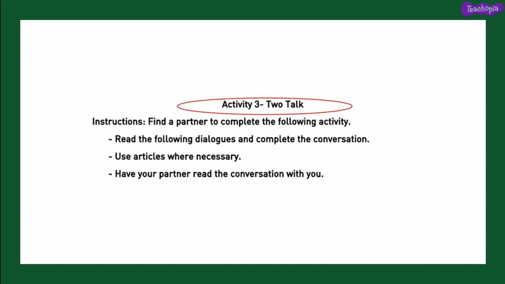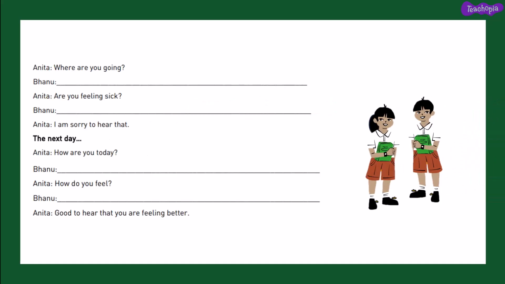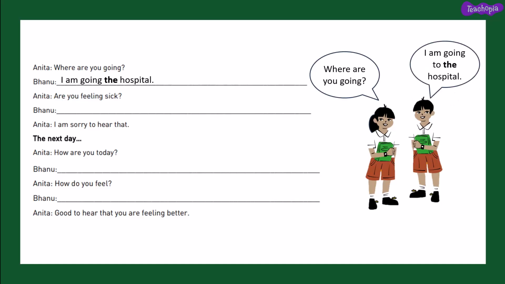Next is an activity called To Talk, where we can pair learners and ask them to fill in dialogues in the conversation given using the appropriate article. Once all the children have done this with their partners, ask them to come to the front of the class as a pair and perform the dialogues that they have written. Highlight the use of articles in these dialogues. This will help learners understand how articles are used in context.